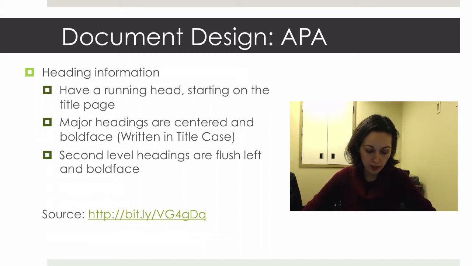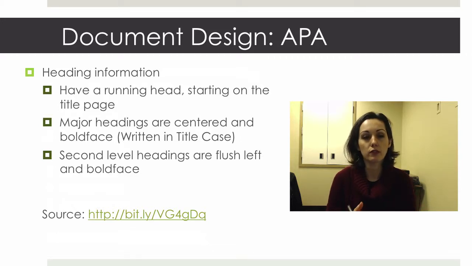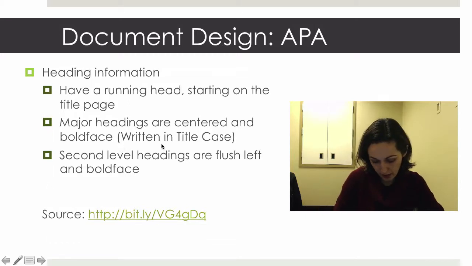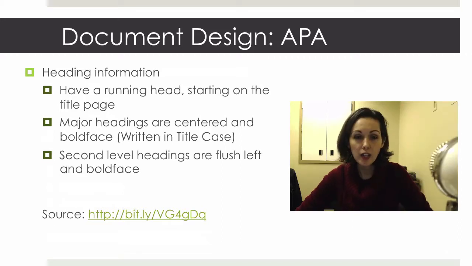So with the heading information, let me start with the titles and the other headings. On the title page as well as the other pages, you would need to have, first of all, a running head which starts on the first page, on the title page, and repeats itself on the other pages. The major headings you're going to have would be centered and written in boldface and in title case, as you can see in this example here. And after the major headings, the second level headings are flush left and boldfaced, and there are more details about all of this, again, in the manuals or textbooks or online information that I'm not going to get into.